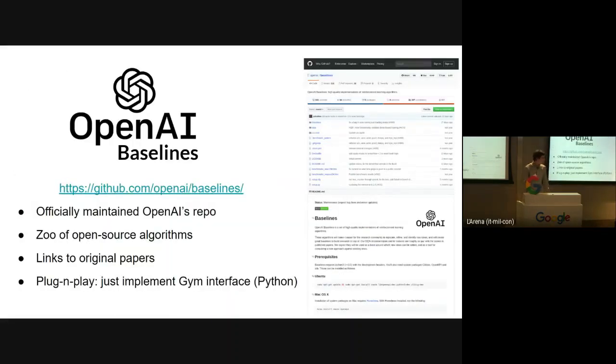Okay. If you don't want to spend too much time implementing all these algorithms on your own, there is good news: OpenAI has this repo, baselines, which contains already implemented algorithms. There's also a program interface, so you can just plug it into your environment. And there's a command line interface. You can launch the training with just one command.